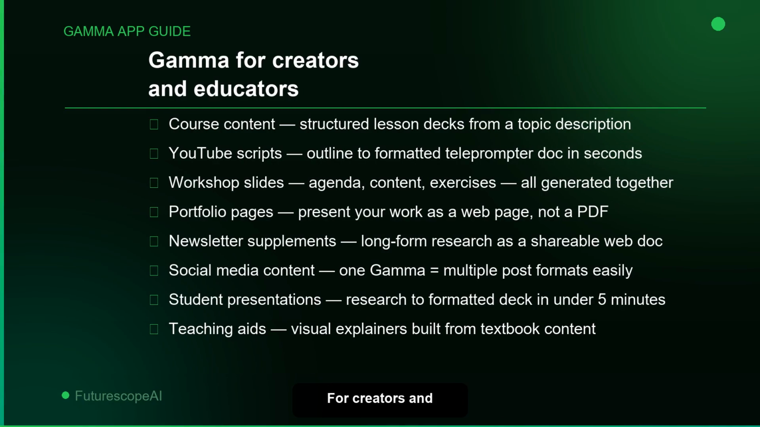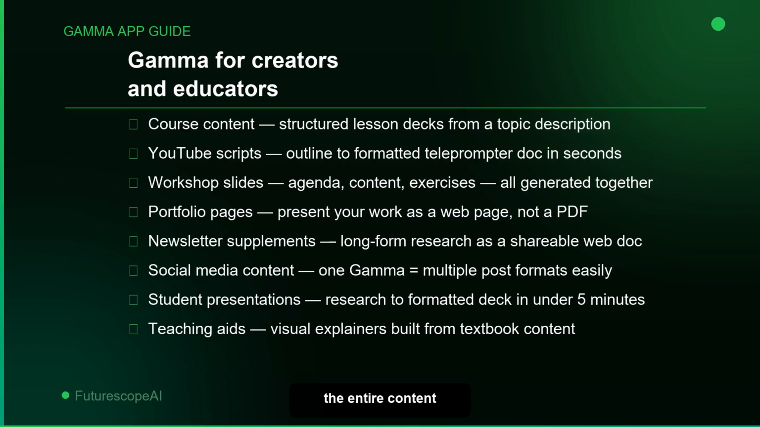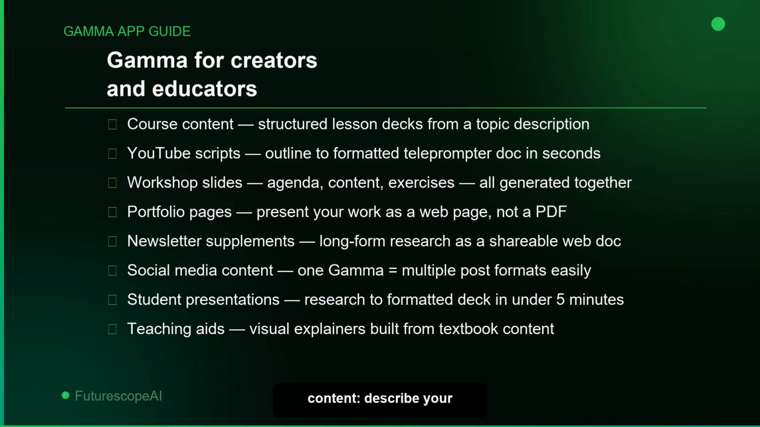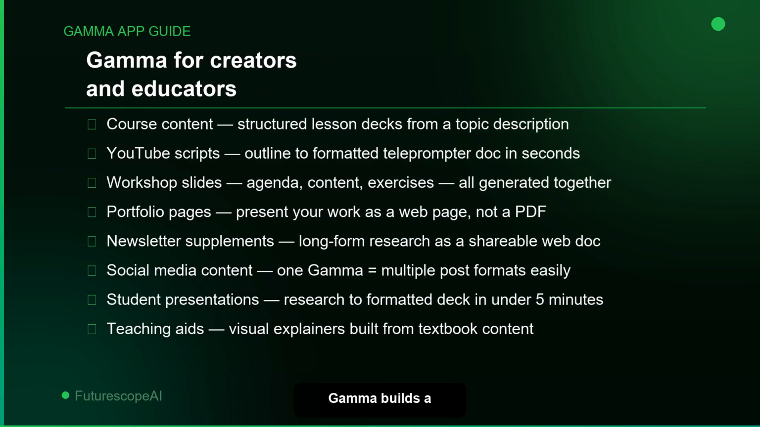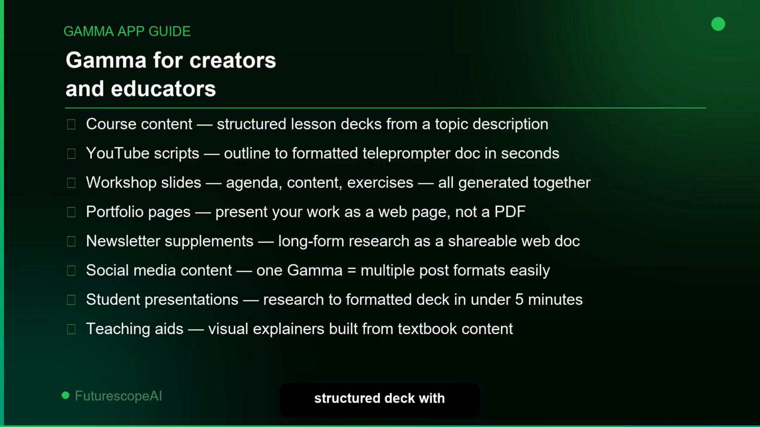For creators and educators, Gamma changes the entire content production workflow. Course content: describe your lesson topic and Gamma builds a structured deck with the key concepts laid out as teachable cards. YouTube scripts: paste your video outline and Gamma formats it into a clean teleprompter-ready document. Workshop slides: describe your workshop goal and Gamma generates the agenda, content sections, and exercise prompts together.